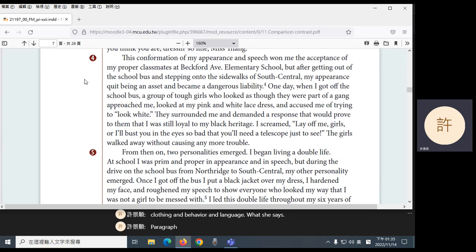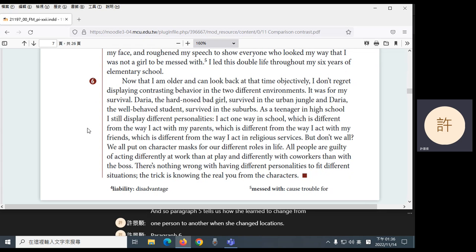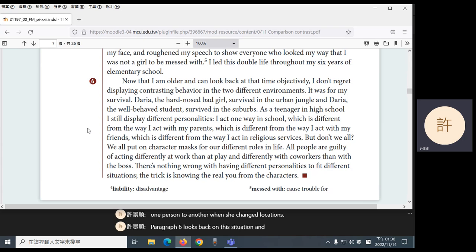Paragraph four tells us what happens when she uses the wrong behavior in the wrong place. And so paragraph five tells us how she learned to change from one person to another when she changed locations. Paragraph six looks back on this situation and tells the reader that it may seem strange, but in fact it's normal for everyone. So what does the author want the reader to take away from this essay? How is the author pushing the reader into the future? She's telling the reader to look at your own life and see if you also do these things.